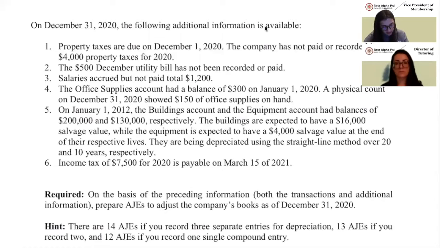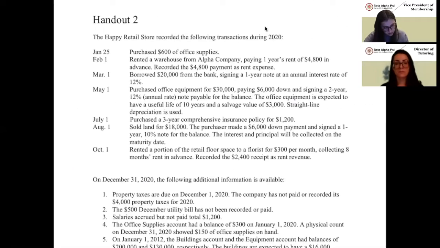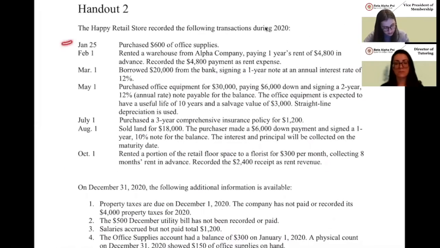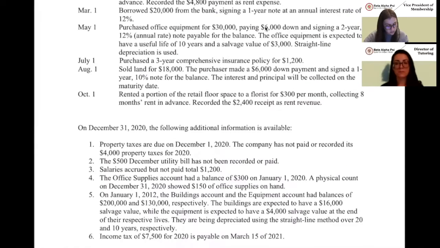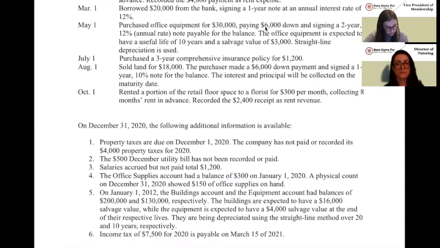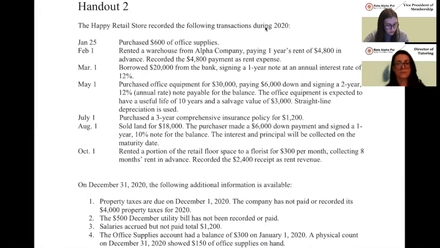So now that we've taken care of 1 through 6, let's go back up and take care of these. So January 25th, we already included in our supplies adjusting journal entry when we did number 4. So we don't have to worry about this one. So we'll start with February 1st.